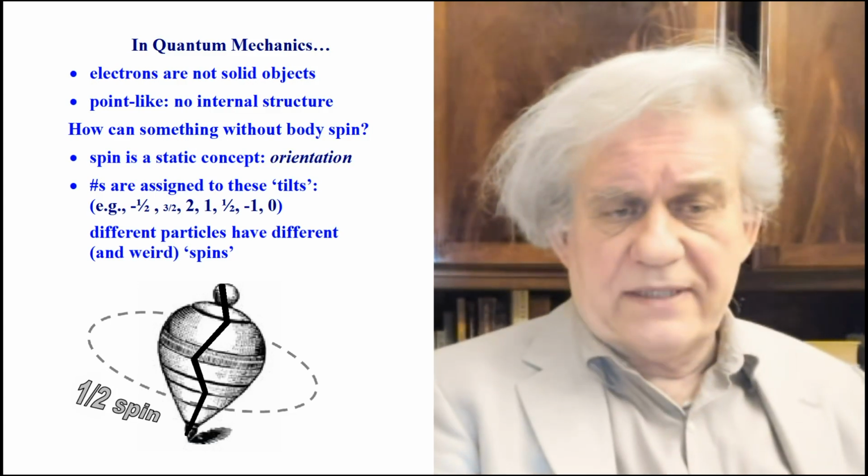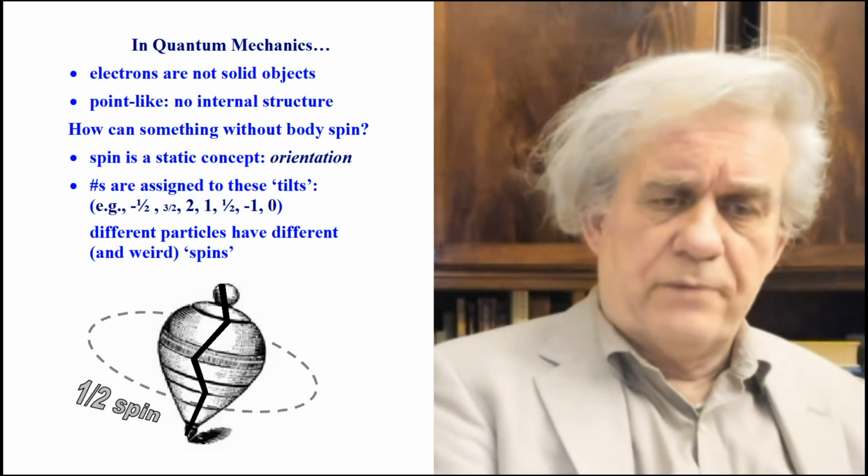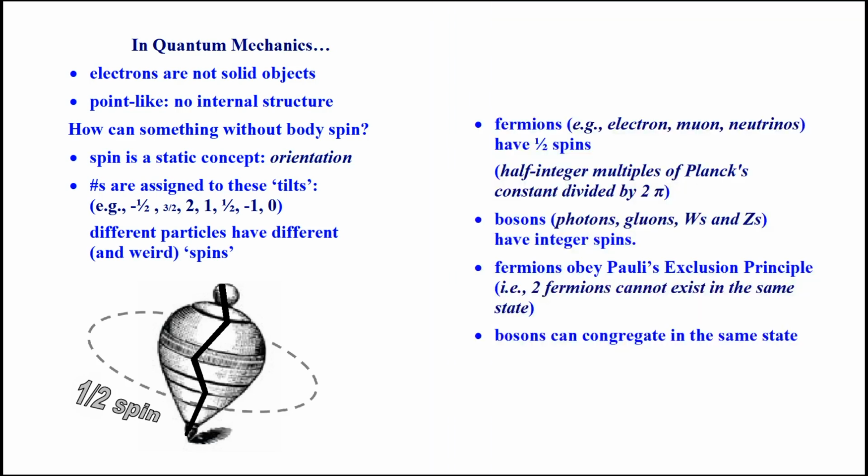Okay, so they have these different weird spins. And what do I mean by that? Well, here you get a difference between, for example, fermions and bosons. The bosons, as I call them, good name for them. Fermions, electron, muon, neutrinos, they have half spins, which are half integer multiples of Planck's constant divided by 2 pi. And then you have the bosons, which are the photons, gluons, W's and Z's, the weak forces there, and they have integer spins. And fermions obey Pauli's exclusion principle, which means two fermions cannot exist in the same state, whereas bosons can congregate in the same state.